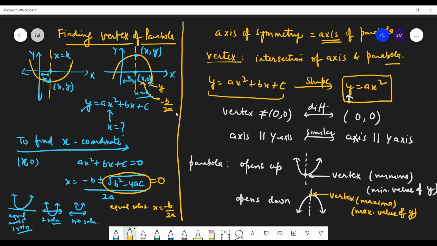And we are considering equal solutions. पैराबोला टच कर रहा है एक्स एक्सिस को, so we are taking this situation. Suppose it is touching here or it is touching here. Okay, we are taking this situation. Got it?